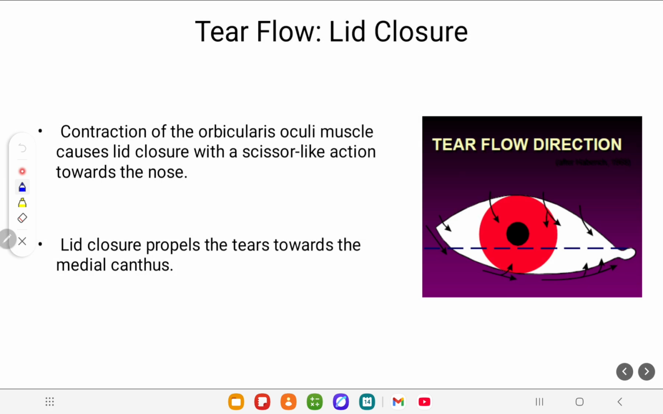Whenever the lid closes, what happens? Contraction of the orbicularis oculi muscles causes lid closure with a scissor-like action towards the nose. This is very important whenever we fit contact lenses. Eyelid closure always begins on the temporal side and moves to the nasal side, in a scissor-like fashion. That's why the contact lens moves a little bit, and that scissor-like movement does affect contact lens stability too. So lid closure propels the tears towards the medial canthus.